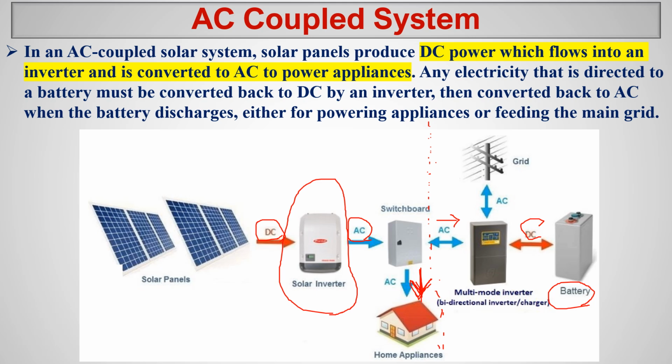But I have AC power. Now I have AC power. It's excess, so I want to store it in a battery. How can I do that? I need to convert it into DC power. So we are using an inverter here, okay, to convert into DC power and store in a battery.